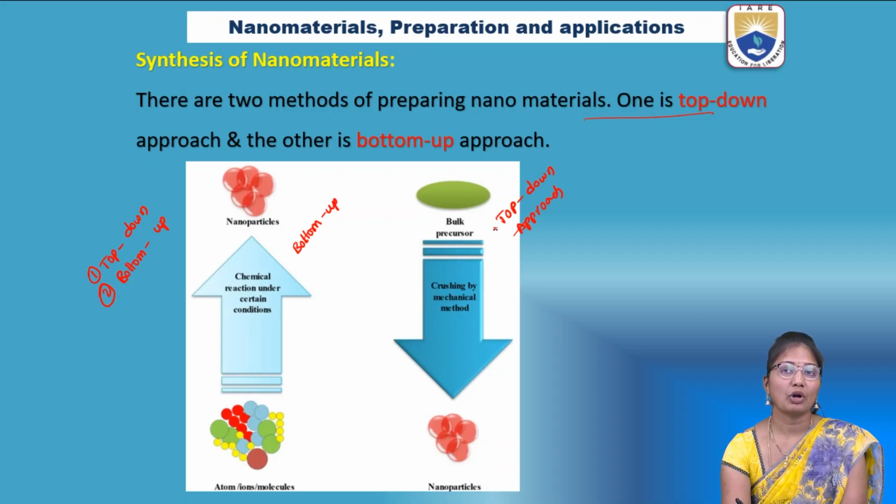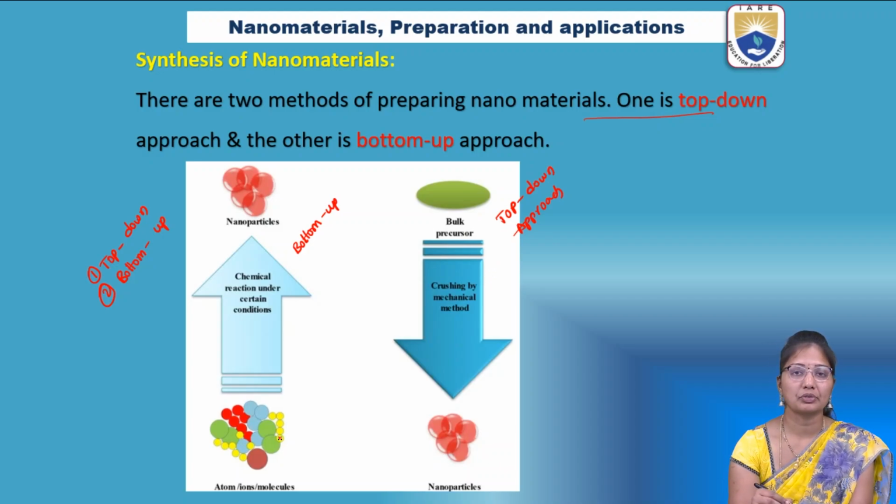Whereas in the top-down approach, the bulk precursors or bulk substrates are crushed by mechanical action, through a ball mill or mechanical force, into very small nanoparticles. So the top-down approach goes from larger to smaller particles, while the bottom-up approach goes from small molecules to nanomolecules.